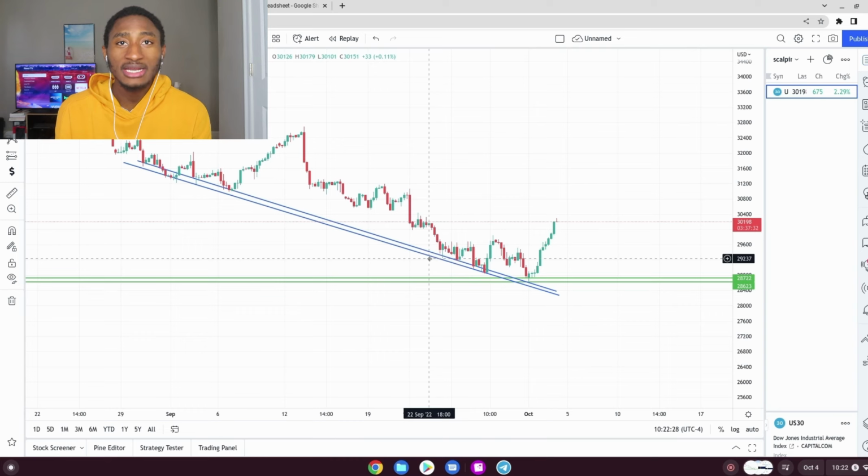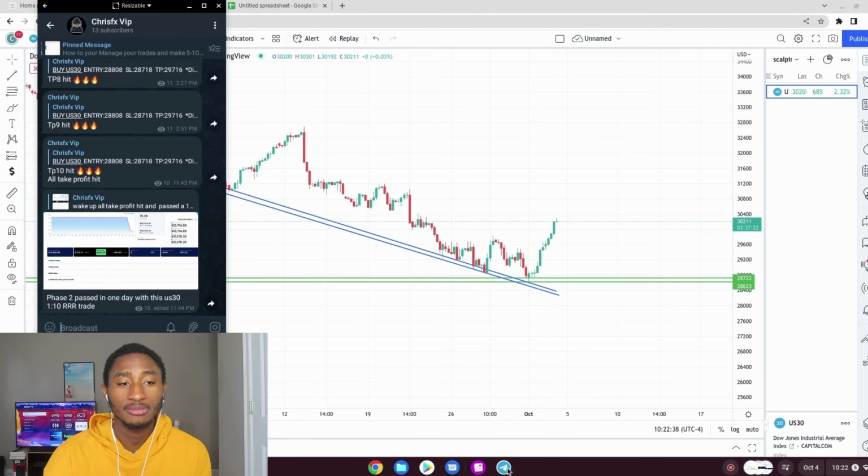So I actually received my phase two yesterday, and I passed phase two with one trade. And I actually sent this trade in my VIP group. Let me just show you guys. This is the trade I sent out. Before I start this challenge, I tell my VIP members, hey, I'm about to start a challenge. If you want to join me, you can join me and let's pass an account together. If you joined me, then we should have passed it by now. You should have probably passed phase one and phase two, right?